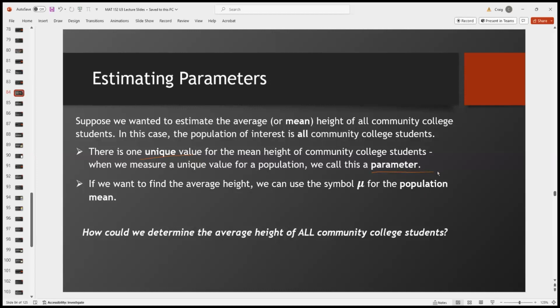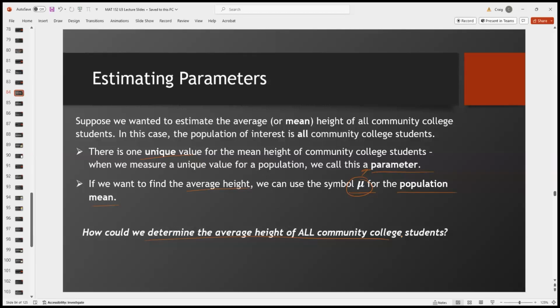That's remarkably impossible. If we were to talk about that average height though, that one value, we'd use this mu symbol to represent that population value. This is the population parameter. It's the population mean.